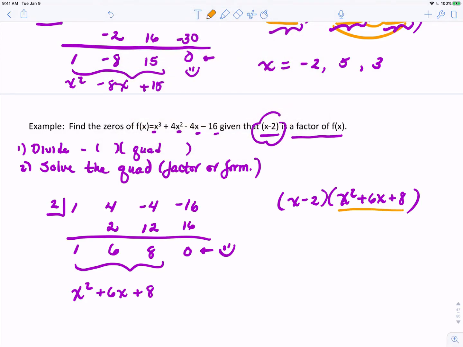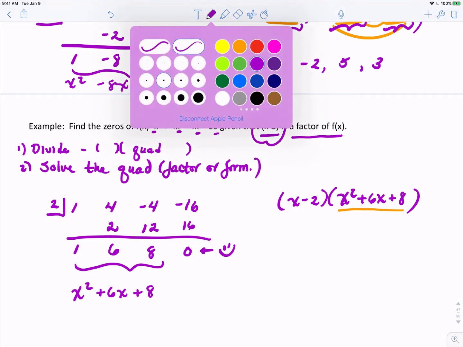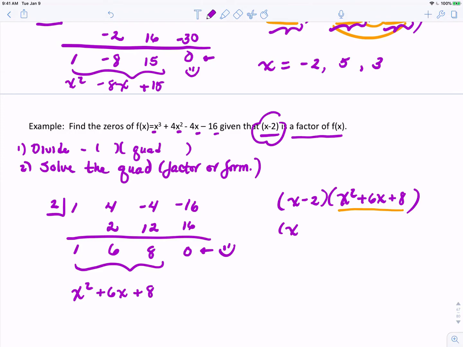So all we have to do now is solve the quadratic. And again, we can see if it factors, but if not, we can always go to the formula. This one is going to factor as x plus 4 times x plus 2. And we could just check that, just to make sure. 4x and 2x is 6x, so yes, that factors that way.